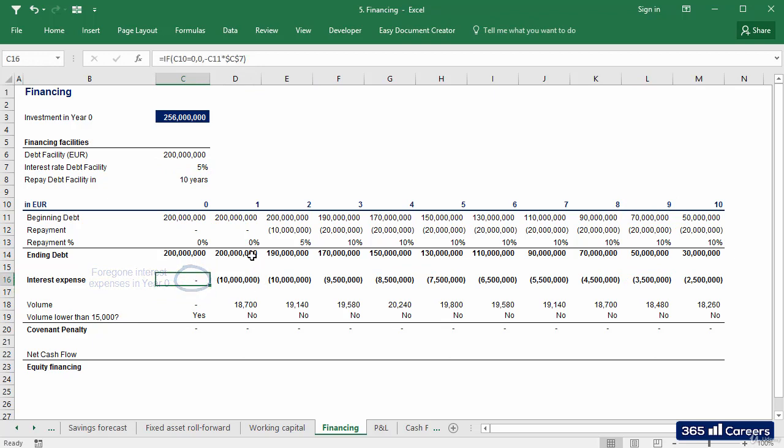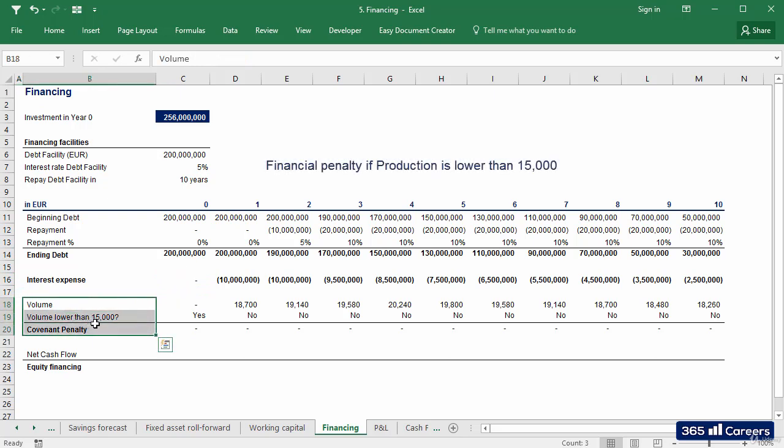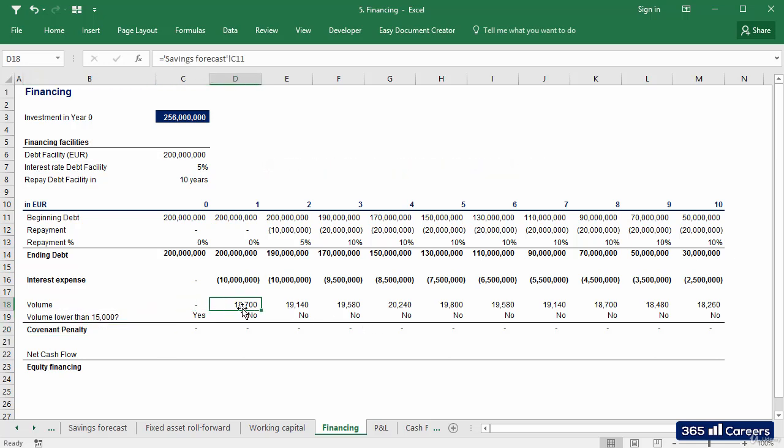So that's good. An additional layer of complexity is the covenant that needs to be monitored. It represents a financial penalty imposed by the bank when production falls below a certain level. A couple of if statements allow us to model whether a covenant is due for a year and how much must be paid by the company. Okay, perfect. This is how we model debt.